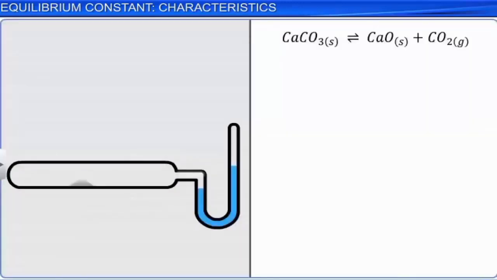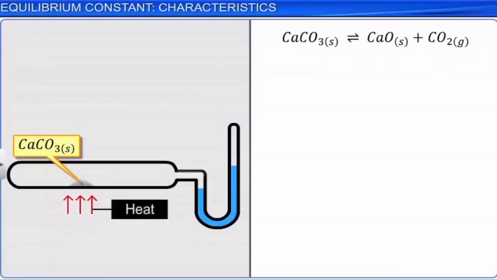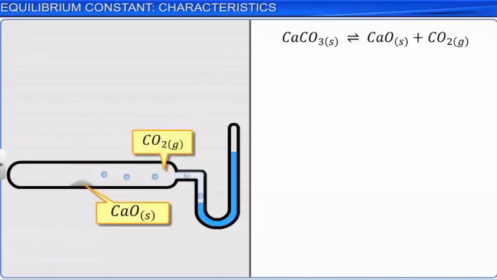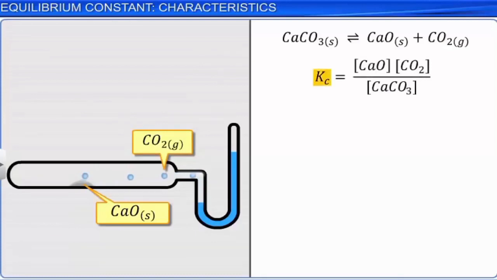Consider the thermal decomposition of calcium carbonate in a closed vessel. Solid calcium carbonate decomposes on heating into solid calcium oxide and gaseous carbon dioxide. The equilibrium constant for this reaction can be written as Kc is equal to the product of the concentrations of calcium oxide and carbon dioxide divided by the concentration of calcium carbonate. Since calcium carbonate and calcium oxide are solids, their concentrations remain constant, and hence their concentration terms in the expression for equilibrium constant can be ignored.